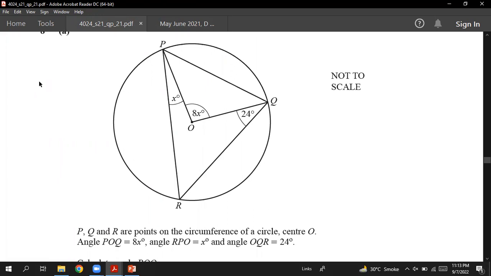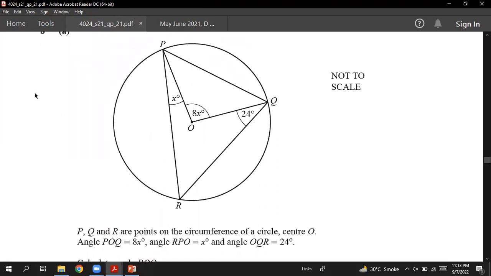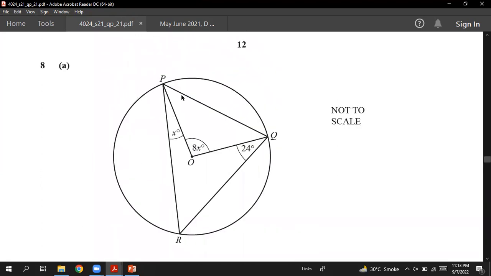The angle POQ is 8x, and the angle RPO is x, and the angle OQR is 24 degrees. Okay, so their question is to calculate the angle PQO. They want me to find out this angle.